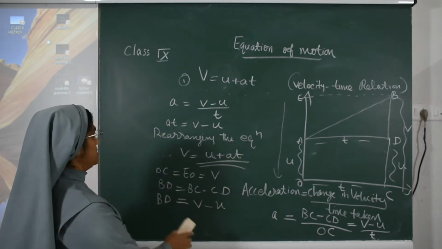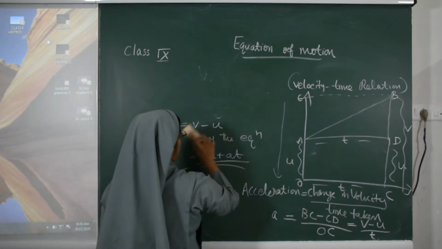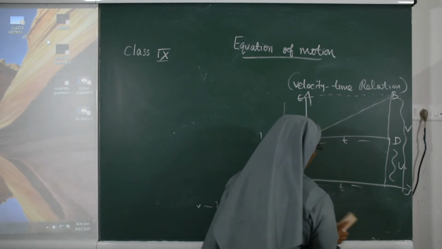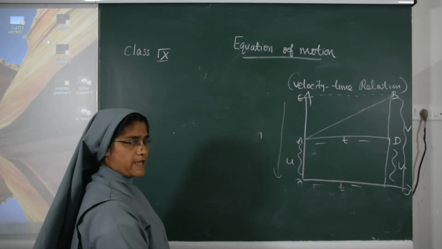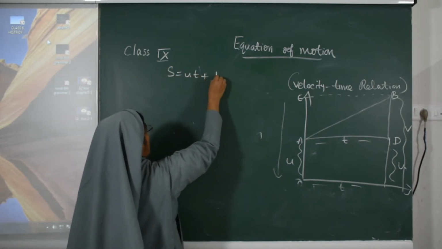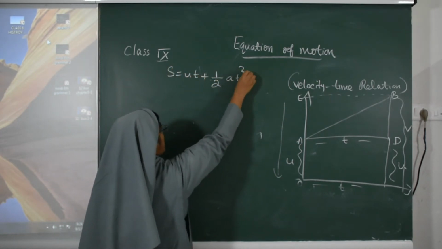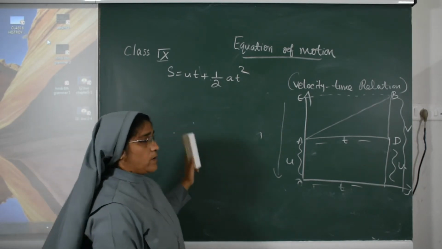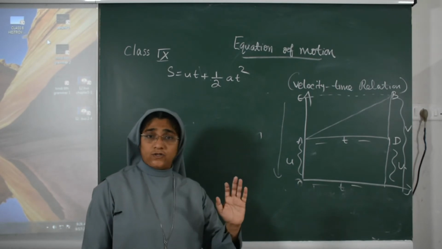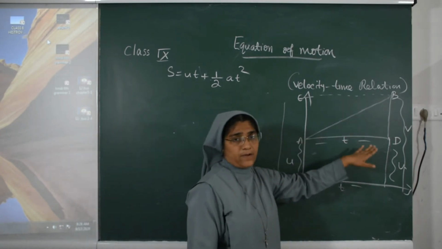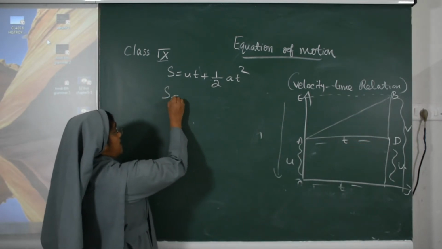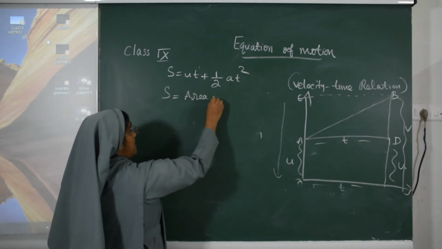Then next equation, s is equal to ut plus half at square. Same graph we are using for this. Three equations we are proving using the same graph. So, we want to prove this equation. You know how to find out the distance. To find out the distance, we have to know the area under the graph. So, s is equal to area under the graph.